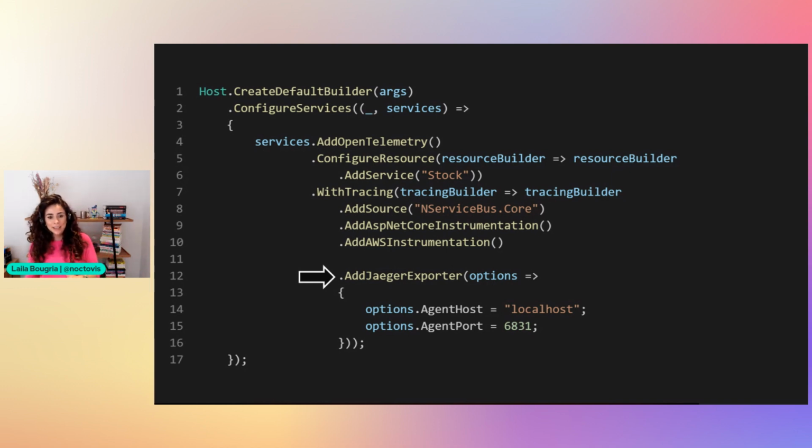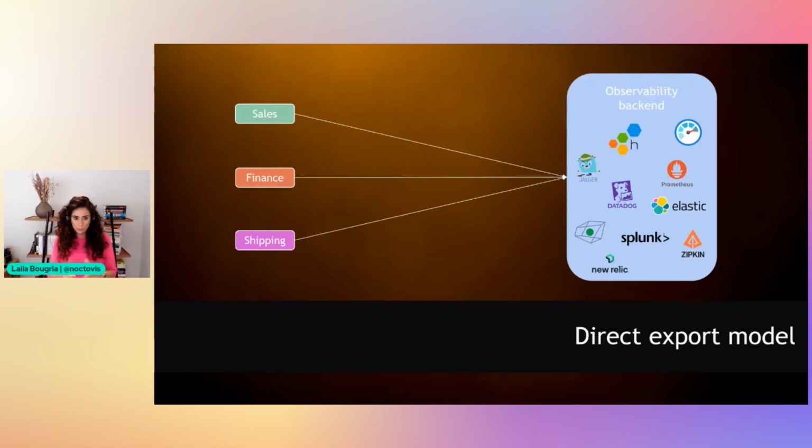Because the thing is that although this type of exporter is super easy to set up, there are quite a few challenges with this approach. So let's take a look at a visual representation of how this would work, right? This is a sort of direct export model.